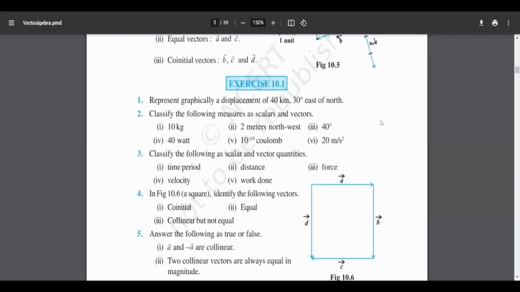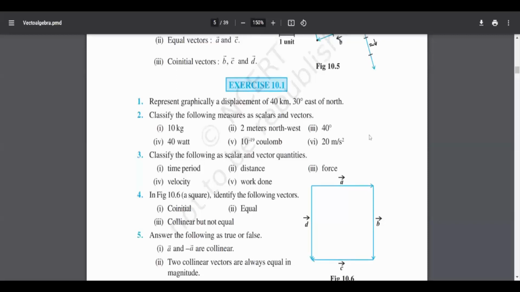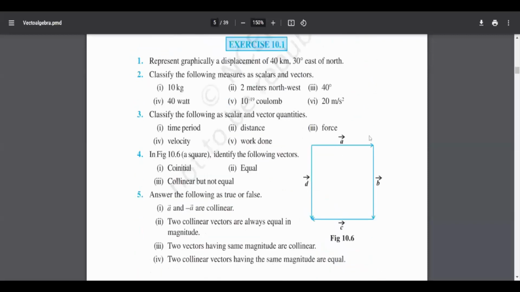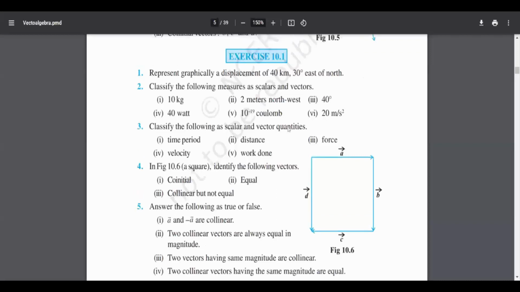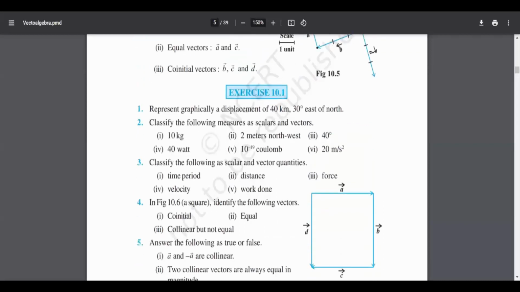First year. So today we will solve vector algebra, NCERT chapter 10. So what is a vector? A vector is a physical quantity which has magnitude and direction. Okay. So any quantity which has magnitude and direction is called a vector. So let us solve exercise 10.1 and get to know more about vectors.